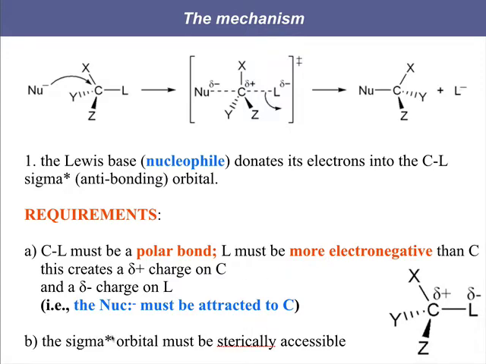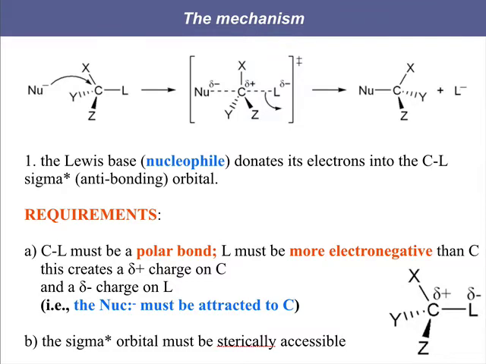Secondly, the sigma star orbital, the antibonding orbital into which the nucleophile donates its electrons, must be sterically accessible. Steric means related to bulkiness. So X, Y, and Z cannot be bulky groups. If X, Y, and Z are very bulky, the nucleophile will not be able to access that antibonding orbital.